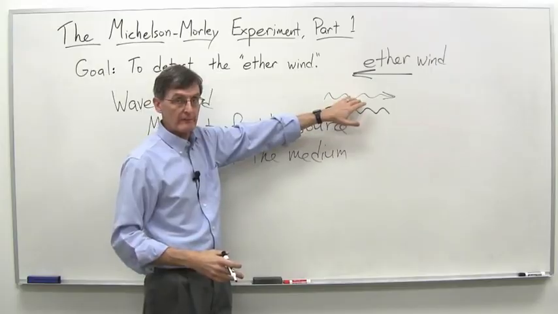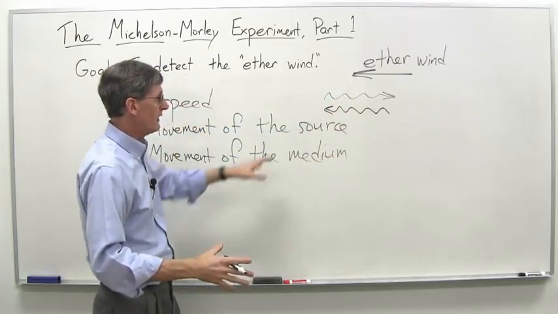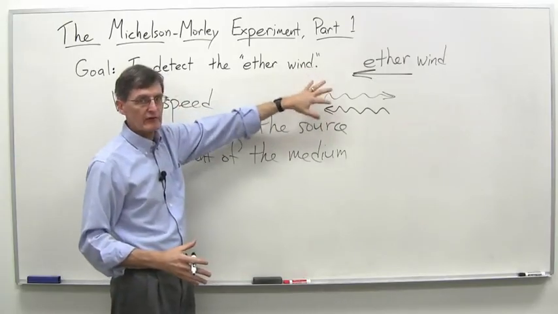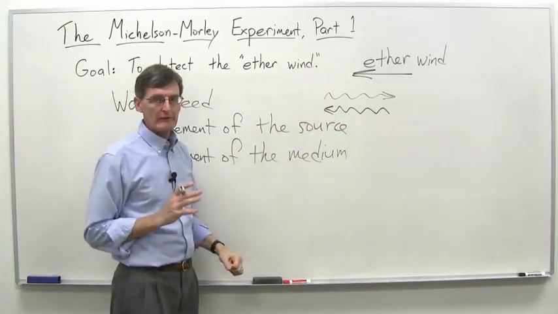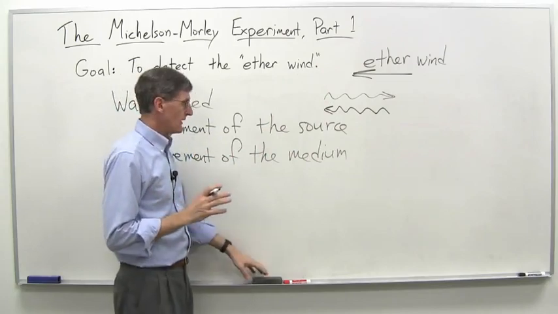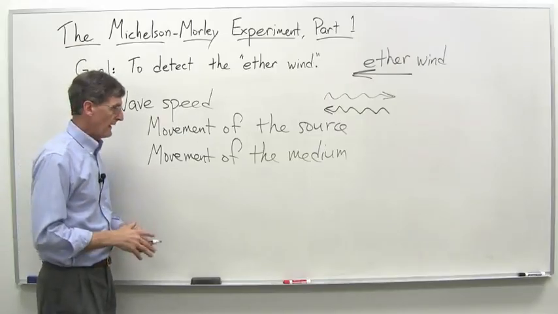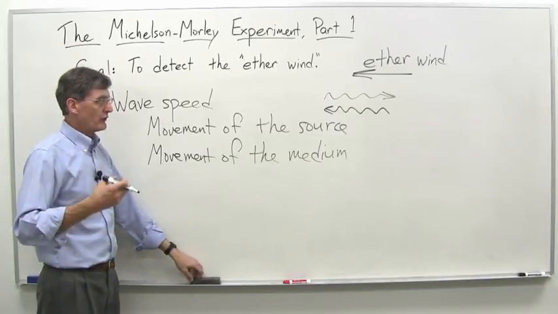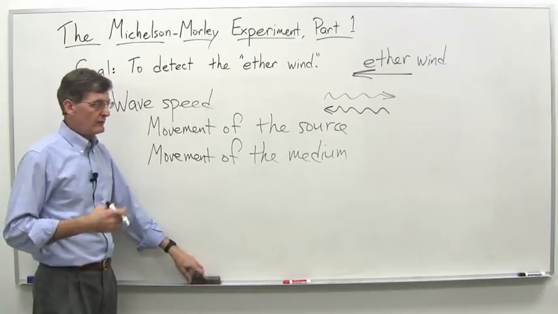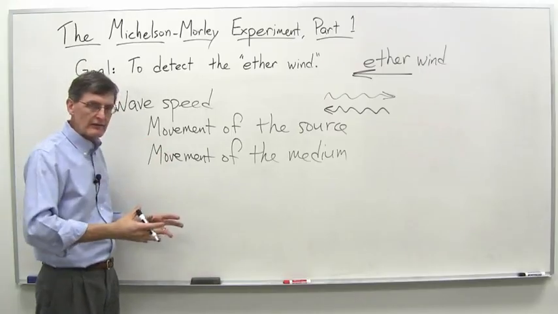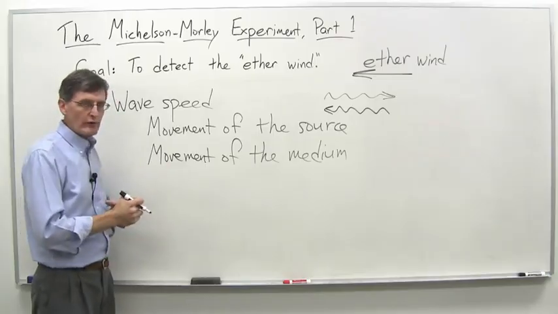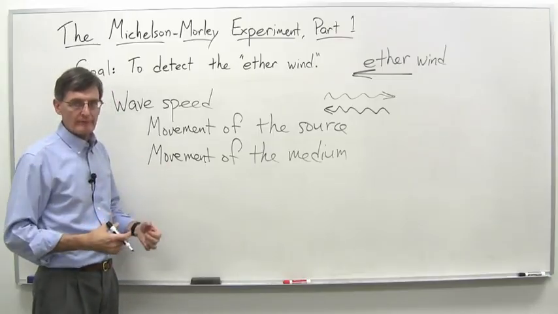In other words, if I'm an observer here, I should be able to detect the difference in the velocity of light depending on which way it's moving in the ether wind. And so that's what Michelson and Morley set out to do. And so in the next video clip, we're actually going to set it up and start doing a calculation just to see what their result was and why it was so significant.